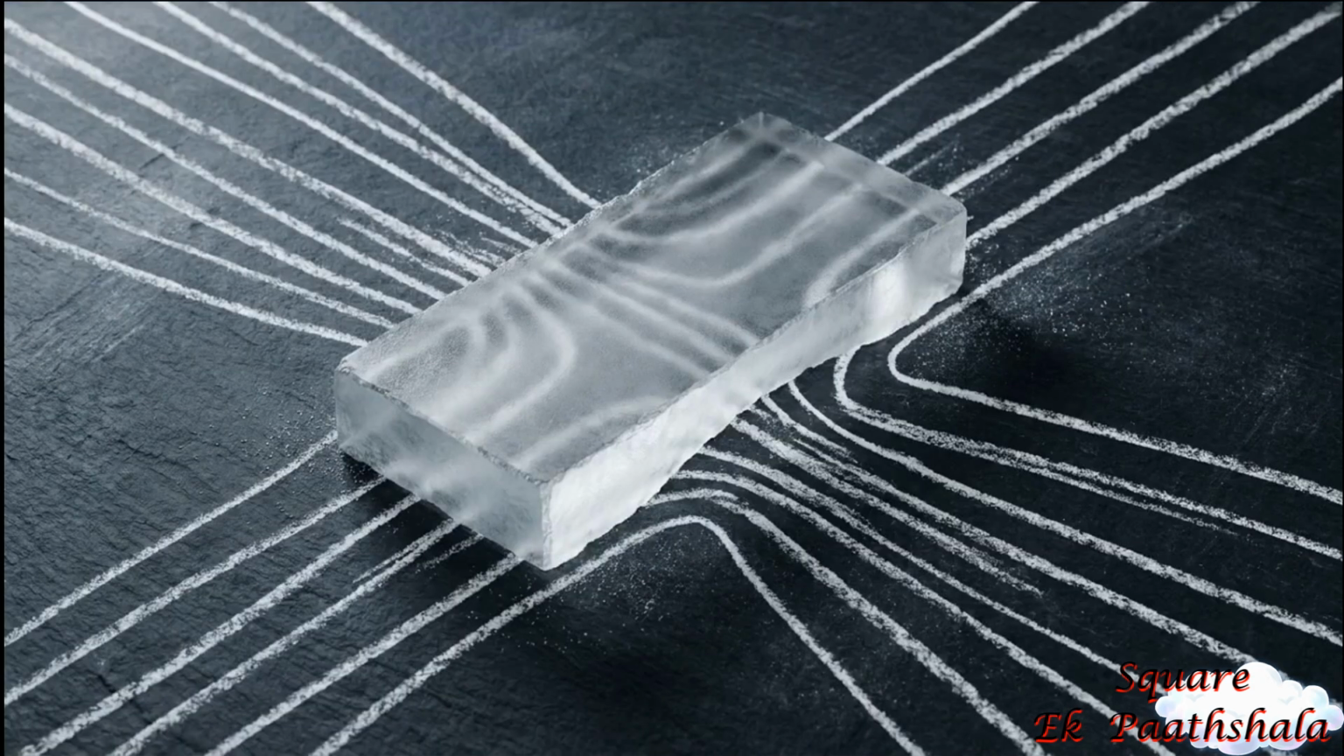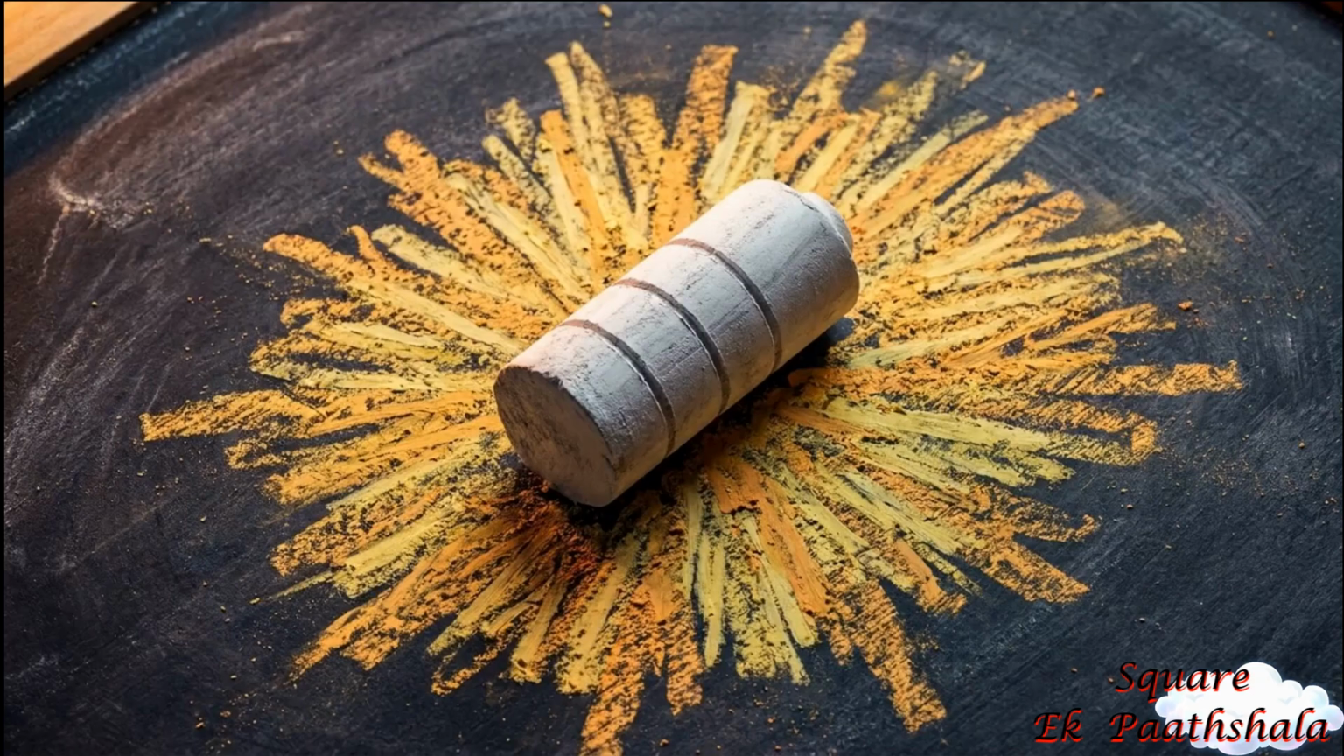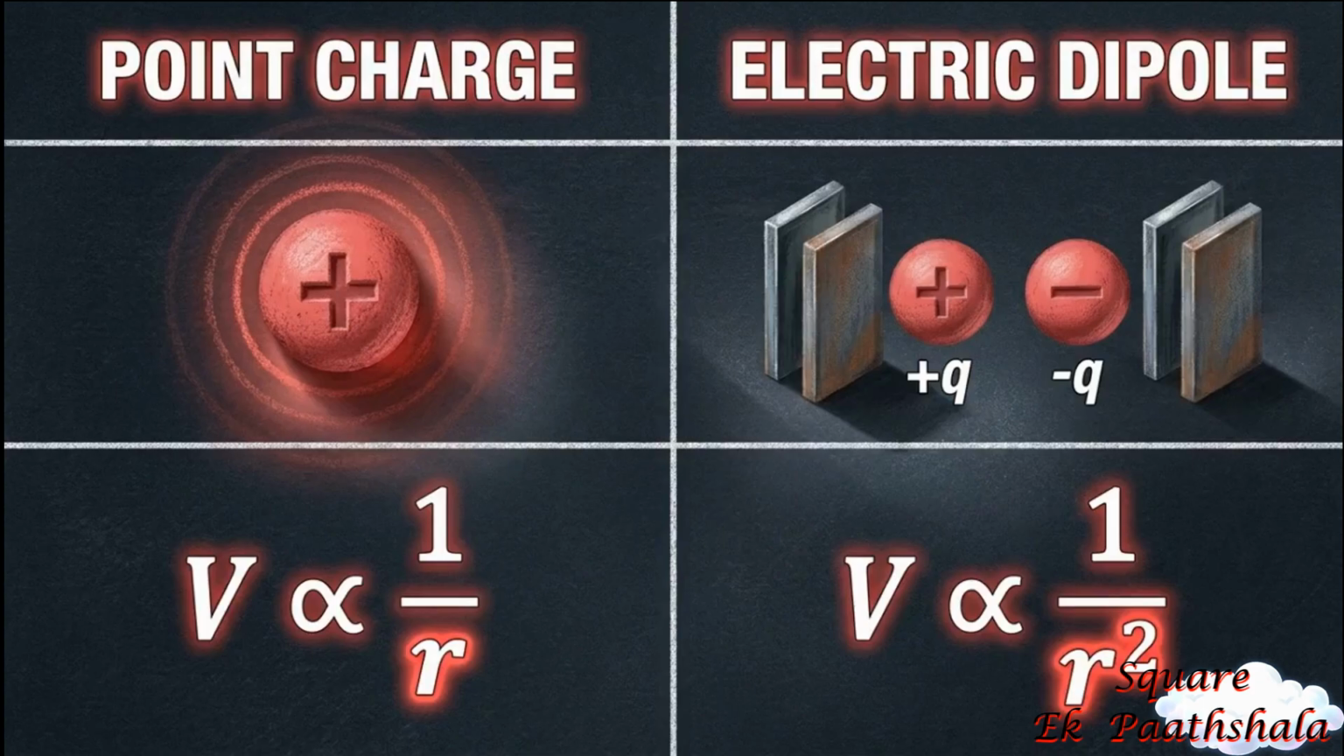Inserting any dielectric material structurally chokes the internal electric field. This effectively acts as a mechanical multiplier, increasing the system's total storage capacity without expanding its size. This matrix contrasts our core models. For a standard point charge, potential drops off at a rate of 1 over r. But for a dipole, the opposing charges cause the potential to drop off much faster, at 1 over r squared.